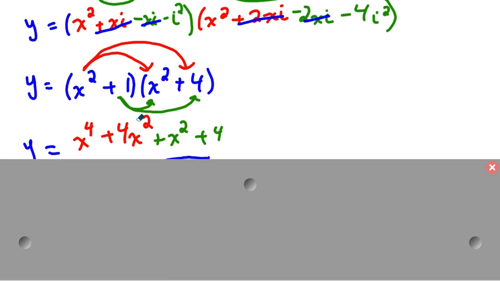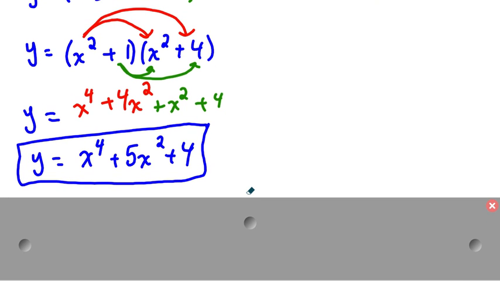Distribute the x squared through. We got x squared times x squared is x to the 4th. Remember, we add those exponents. 2 plus 2 is 4. X squared times 4 is 4x squared. Then we have 1 times x squared is just x squared. 1 times 4 is 4. One more step in combining those middle terms. 4x squared plus x squared is 5x squared. And that's it. You're done right there. And like I said, even though it's a 4th degree, it might sound like it's more challenging and has more steps. It ended up being a simpler problem to do there.